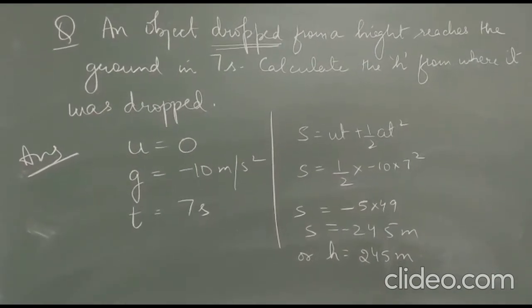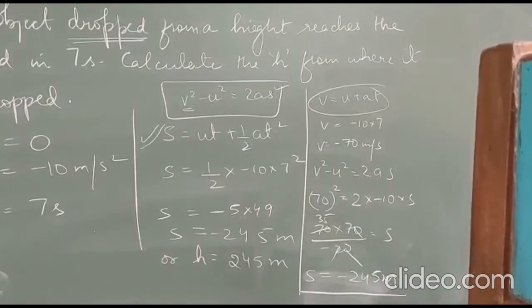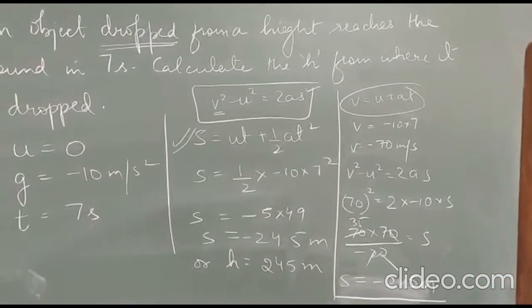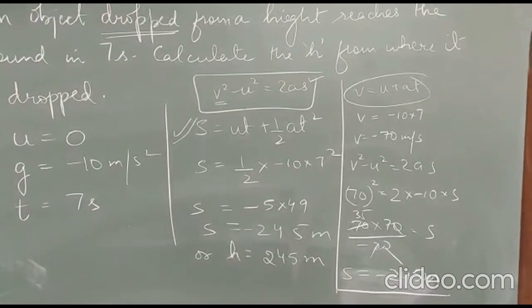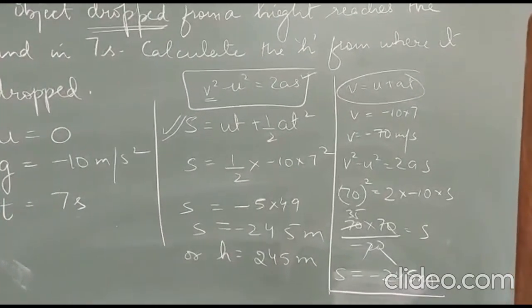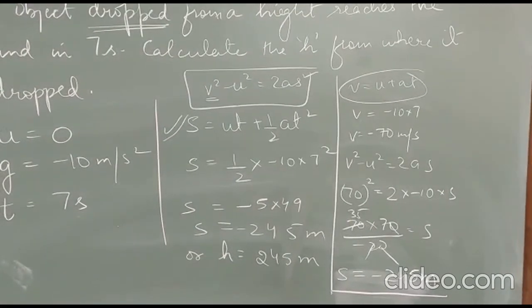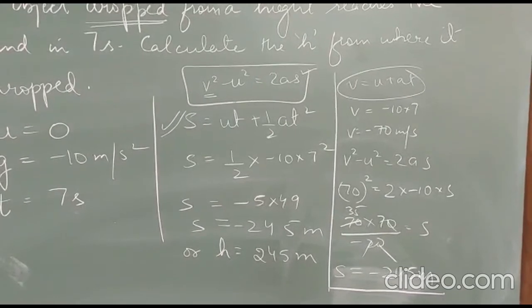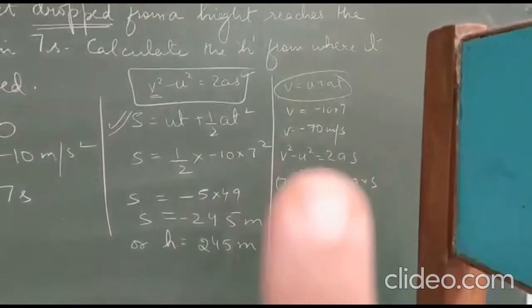that is 245 meters. The same calculation could have been done with another method, that you first calculate v using v is equal to u plus at. Okay, that is what I have done on the right hand side of the board. You can see, from v is equal to u plus at we first calculated v as minus 70 meter per second, and using it in v square minus u square is equal to 2as, I have calculated s as minus 245 meters. So the answer is the same, it's only another method of doing the calculation.